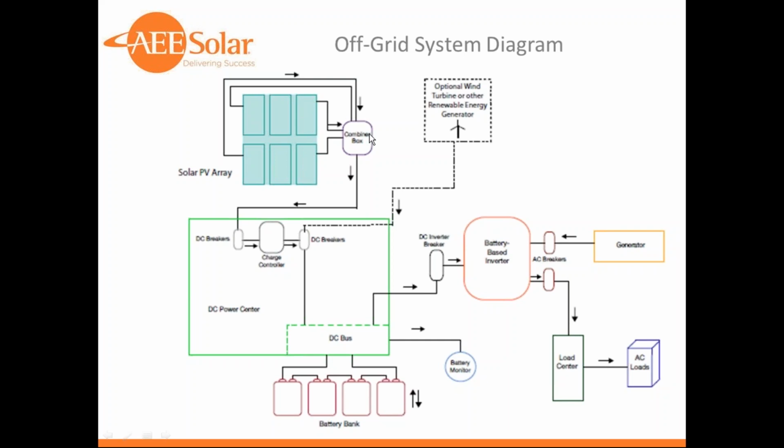So the energy is flowing from the PV through the charge controller, through overcurrent devices and switchgear, and going on to the battery to charge the battery. It's not going through the inverter system like it is with a grid-tie system. So this is a major difference in off-grid systems.